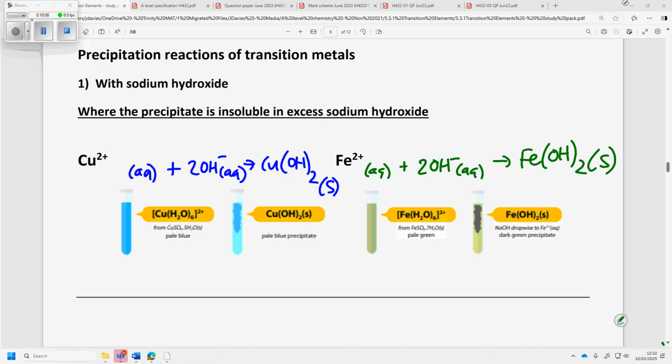It doesn't matter how much sodium hydroxide I add, I just form this precipitate. So the moment I add a few drops, the precipitate forms. Again, in gallons of sodium hydroxide, I will still just get this precipitate. Now, blue precipitate for copper hydroxide, dark green precipitate for iron hydroxide. Learn those colours.